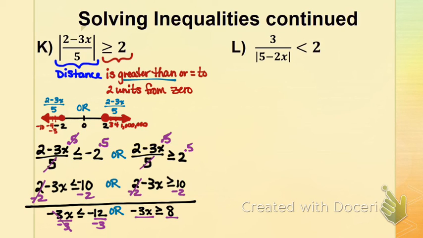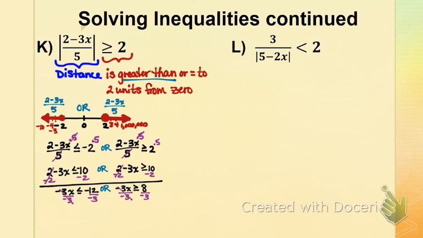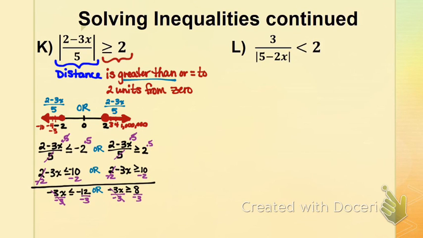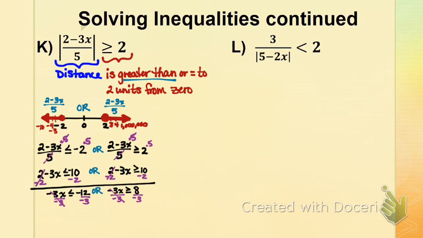Or negative 8/3, less than or equal to negative 8/3. I'm going to have to flip my inequality because we divided by a negative. So I have x is greater than or equal to 4, or x is less than or equal to negative 8/3. I need to make all of this just a little bit smaller because I'm running out of room.